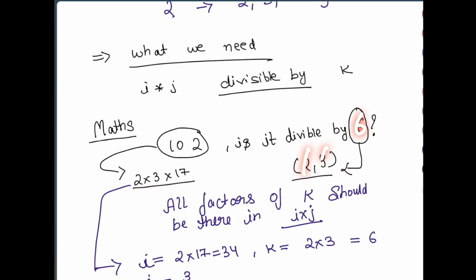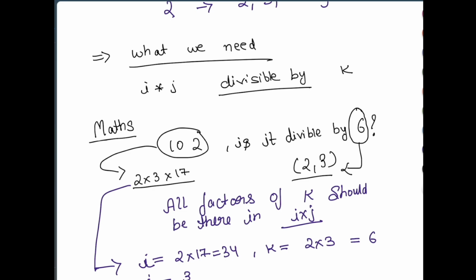The factors of 6 are 2 and 3. So 2 and 3 are present in this particular number 102. And then I can say that 102 can be divided by 6. I don't care about 17. I just care about 2 and 3, which is there in my dividing number. So 2 and 3 are the factors of 6. They are also present in 102. So yes, the answer is yes.